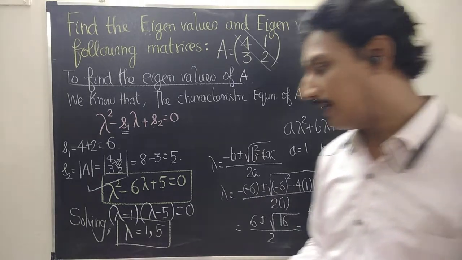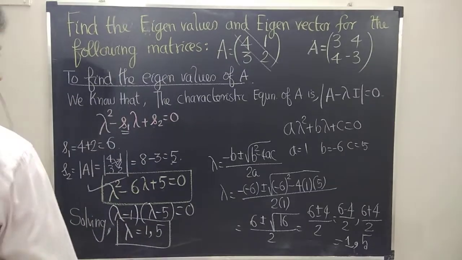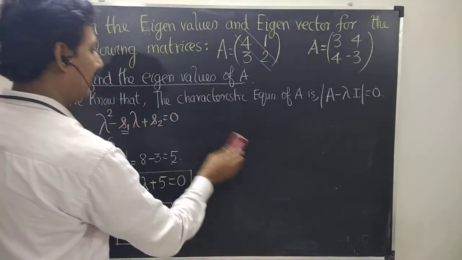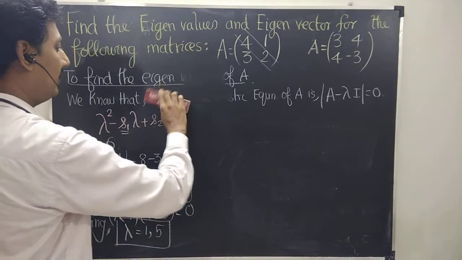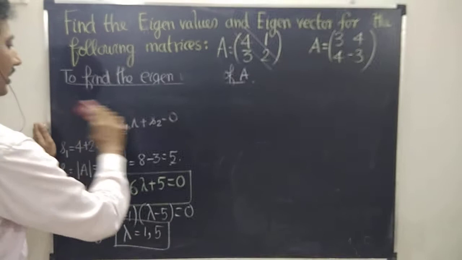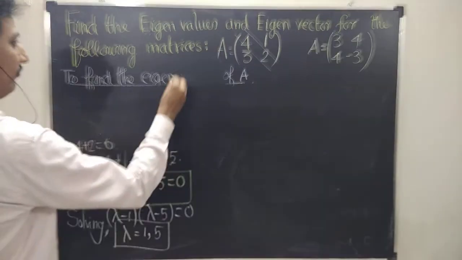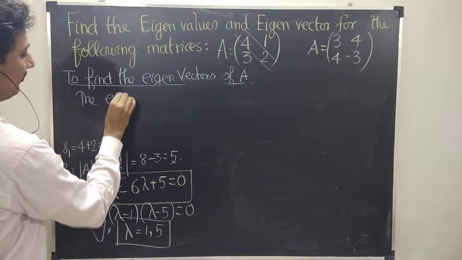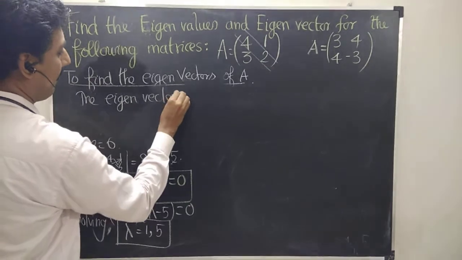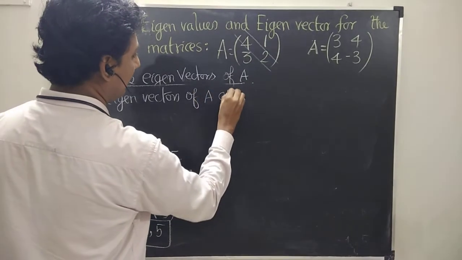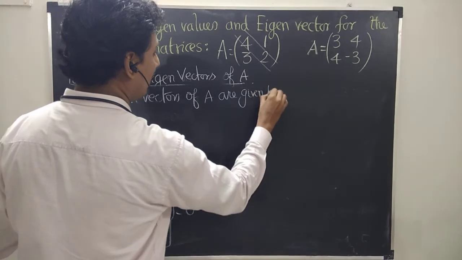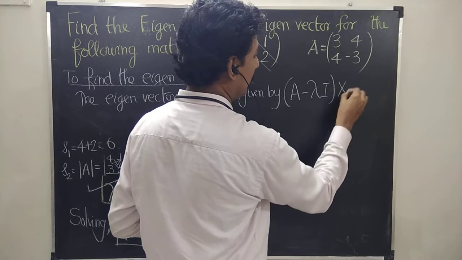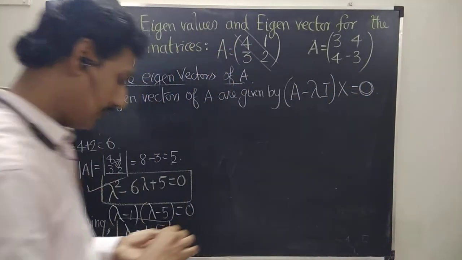So let us see how to find the eigenvectors. The eigenvectors of A are given by the matrix equation. What matrix equation? Not the determinant, but (A minus lambda I) into x equal to 0.